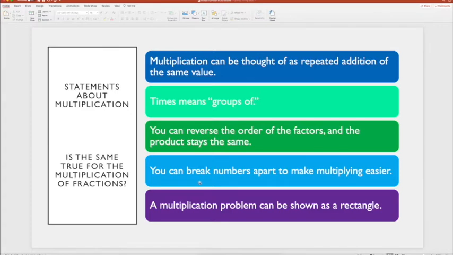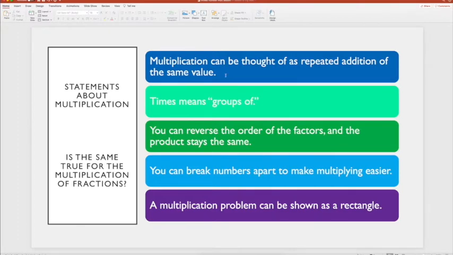Okay. We know that we can break the numbers apart to make multiplying easier. So if I'm struggling with 4 times 2, I can break down 4 into 2 times 2, and I can just count up by 2's. Right? And we know that the multiplication problem can be shown as a rectangle utilizing an area model. Okay. We're going to think about these rules of multiplication as we multiply mixed numbers and wonder, is the same true for multiplication of fractions? We know all of these statements are true about multiplication, but is it true about multiplication of fractions? So let's think about that as we do these problems.